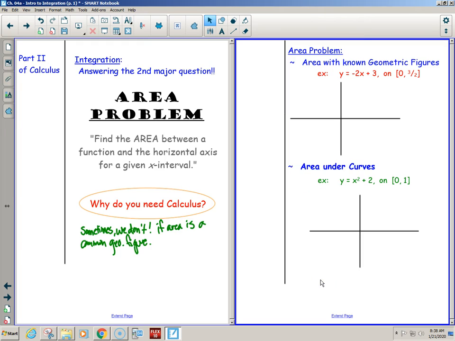The one on top gives the function negative 2x plus 3. It's a line, and the axis is a line. I wonder if we can always find the area between any two lines. The top is a linear function. The axis is a line. The bottom, not a line. It's a parabola.